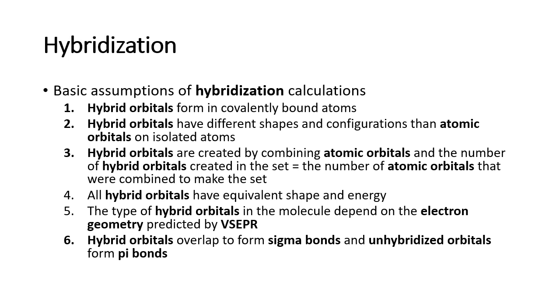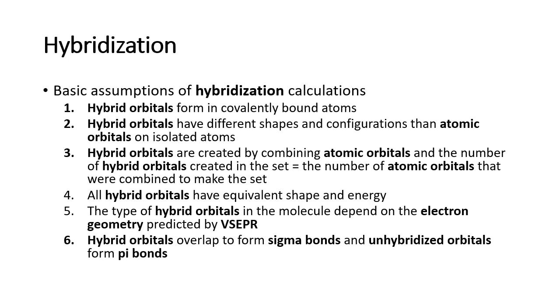Hybridization runs on these basic assumptions. 1, hybrid orbitals form in covalently bound atoms. So we're talking about covalent bonds. 1 electron is coming from one species, 1 electron is coming from the other. Hybrid orbitals have different shapes and configurations than atomic orbitals in isolated atoms. So they're not going to look the same that they did before. All that stuff that we studied about s and p and the nodes and all that, not going to be the same for hybrid orbitals.